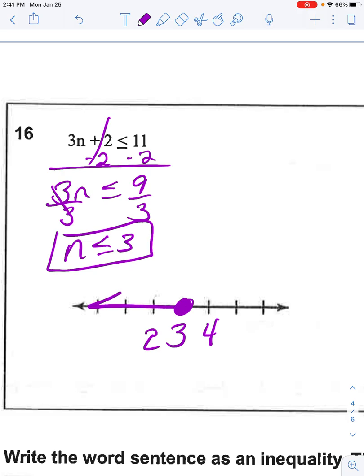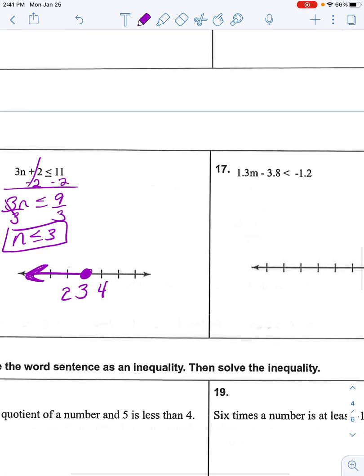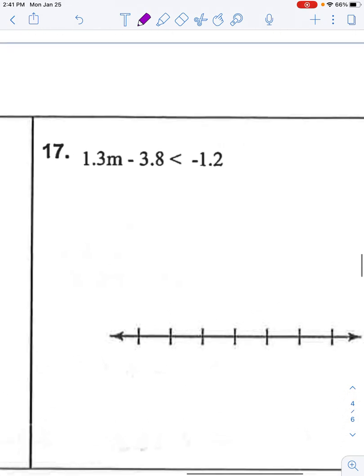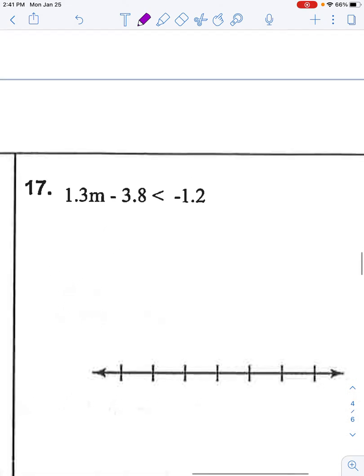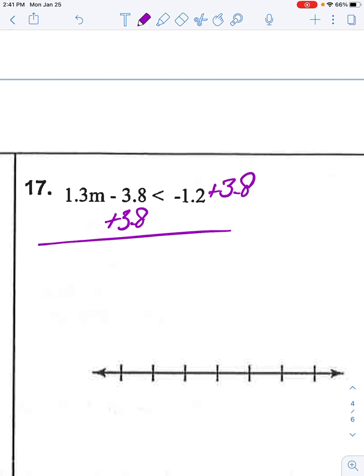Closed circle, since it's less than or equal to, pointing to the left. Number 17. We're going to undo addition and subtraction first. We're going to add 3.8 to both sides to get 1.3m by itself.